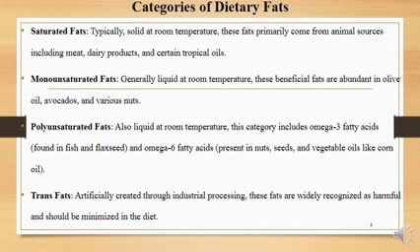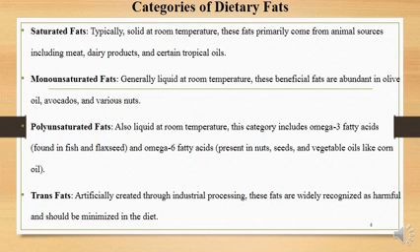So monounsaturated fat can be sourced from olive oil, avocados, and various nuts, and they are liquid at room temperature. We also have the polyunsaturated fat, also liquid at room temperature, same as the monounsaturated fat. This category includes the omega-3 fatty acid found in fish and flaxseed, and omega-6 fatty acid present in nuts, seeds, and vegetable oil like corn oil.